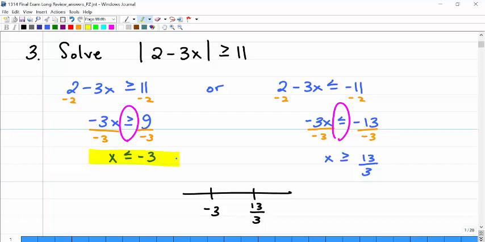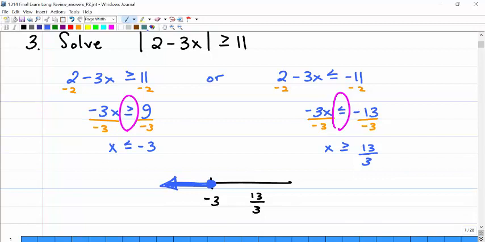Over here, I want all values that are less than or equal to negative 3. I need to color in negative 3 because I want to include it. There's an equal to. And all numbers less than, so everything to the left. Now for this inequality, x greater than or equal to 13/3, I want to color in 13/3 because it's an equal to, and then everything bigger than 13/3.